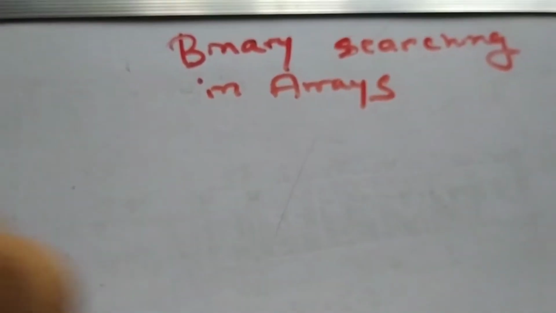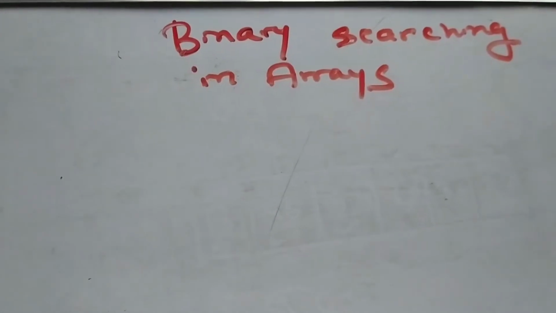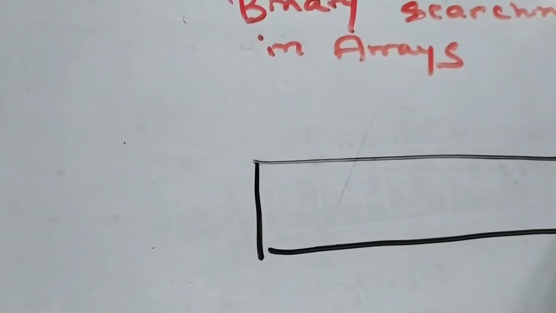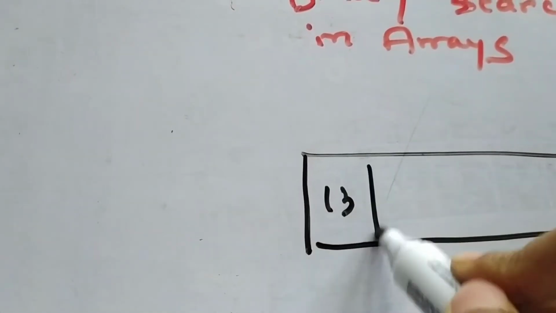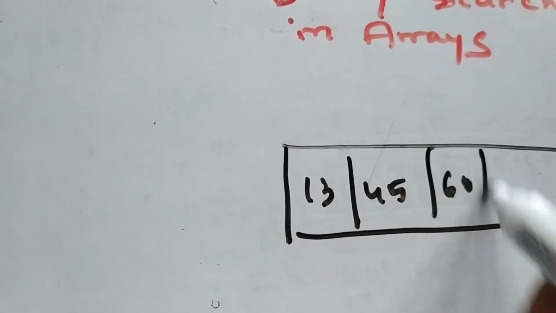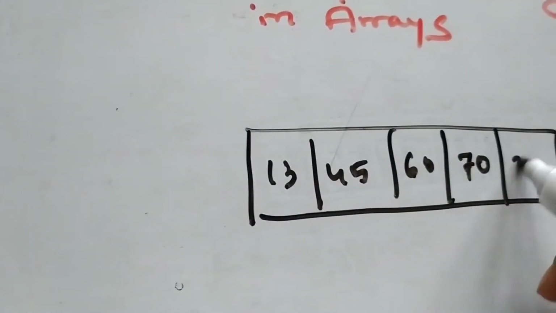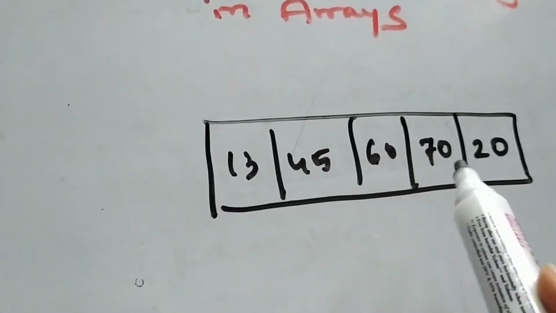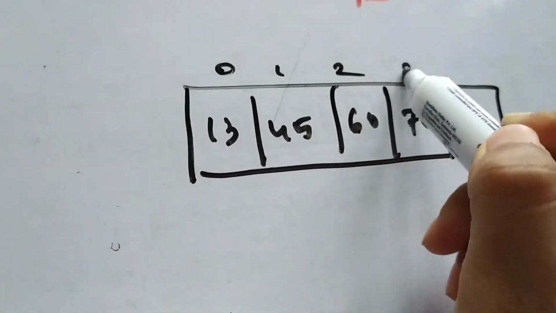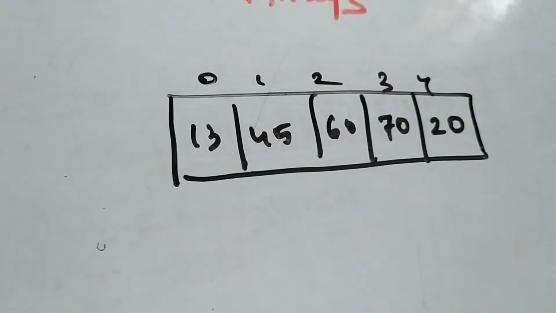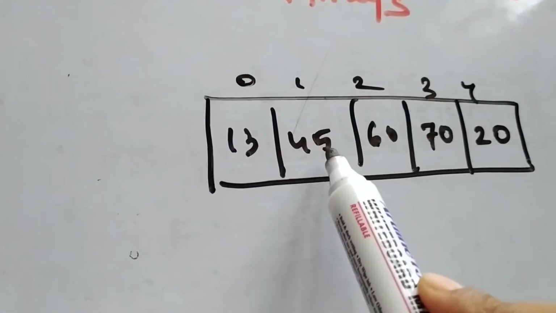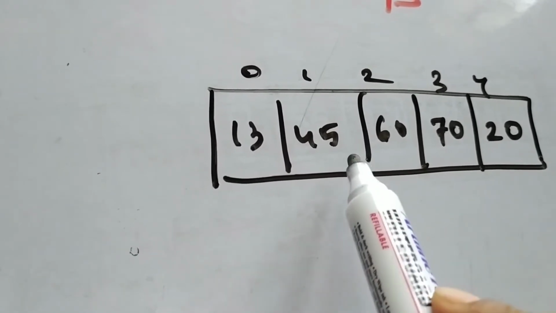So now I am proceeding towards the next topic, that is binary search. Next I will discuss binary searching using array. Again I am using an example. This is an array. I am assigned to find 45, on which position 45 lies.